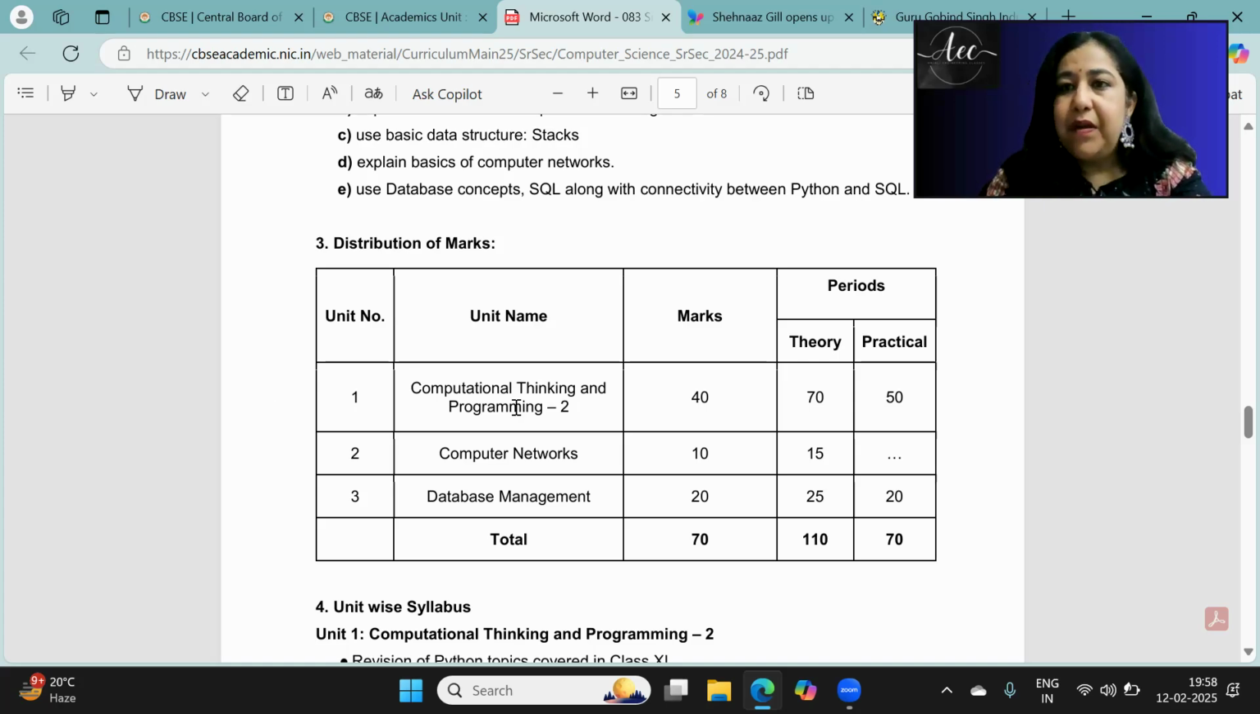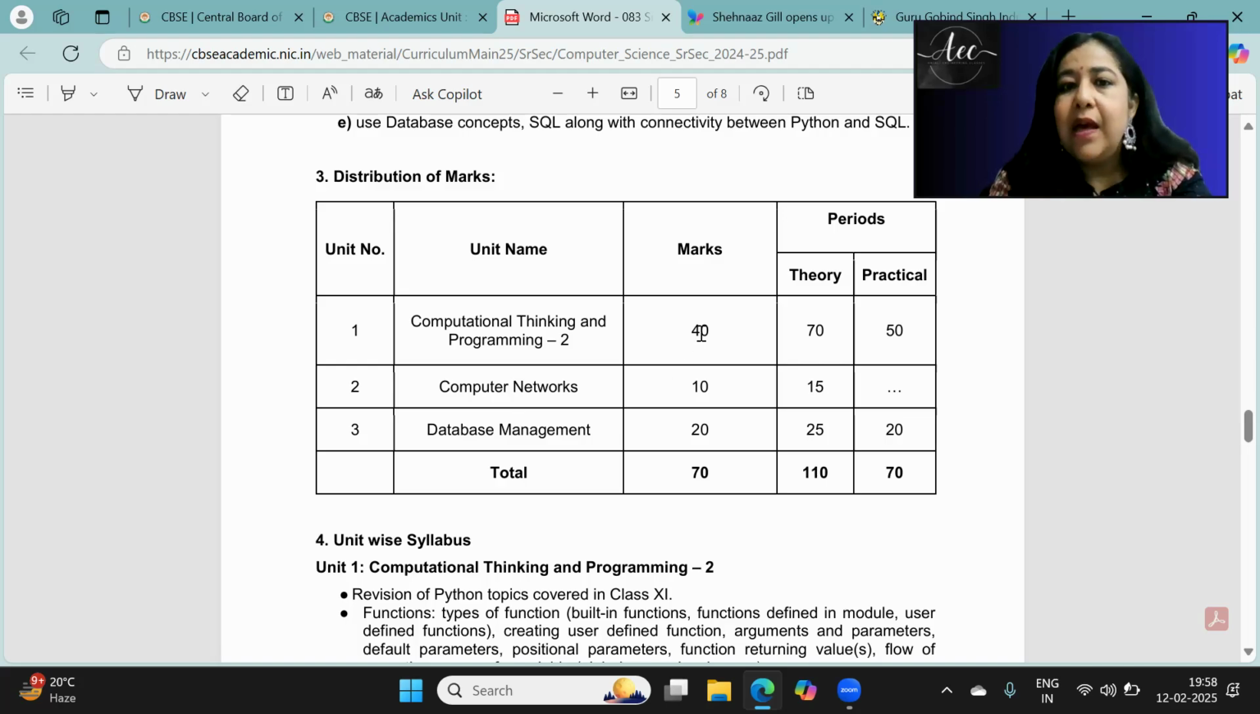So you are going to have a 70 marks theory exam. In the theory exam, we have three major things. One is your computational thinking and programming, which is Python, and that will cover the maximum portion, that's 40 marks. Computer networks is a theory chapter covering 10 marks, and then we have database management, in which you learn a language called SQL, structured query language. That's for 20 marks.